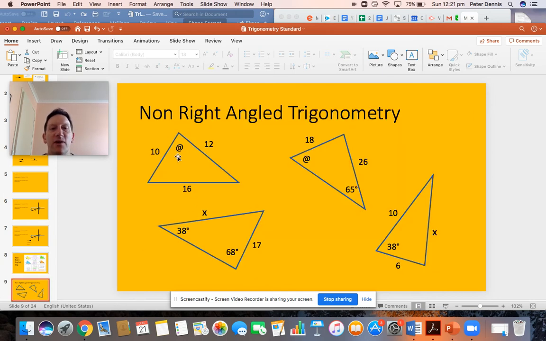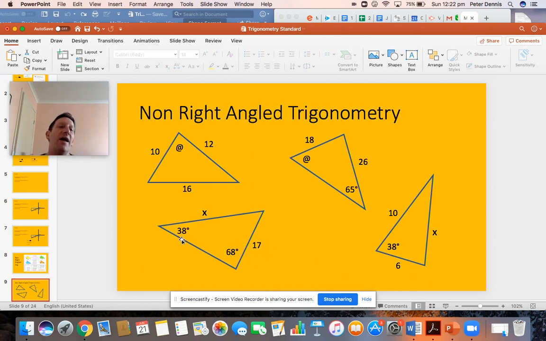The only thing you have to remember is that this is your a squared. b and c don't really matter, but this is your a squared because it's opposite. So one angle, cos rule. Here, two angles, straight away use the sine rule: sine alpha over 26 equals sine 65 over 18. Nice and easy. Here, what have we got? We've got two angles again, so it's the sine rule: x over sine 68 equals 17 over sine 38.